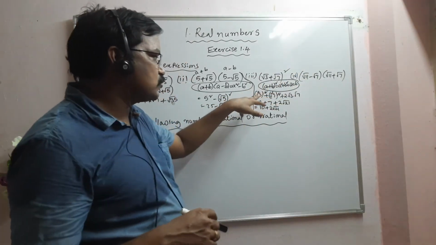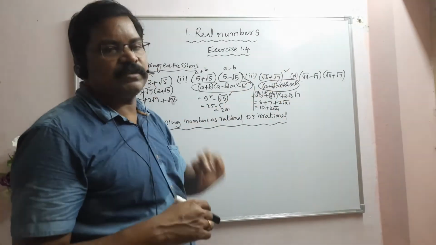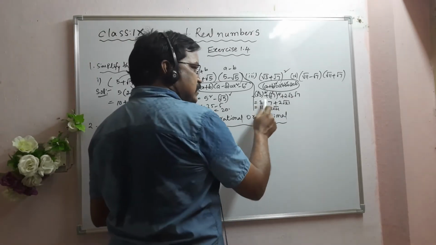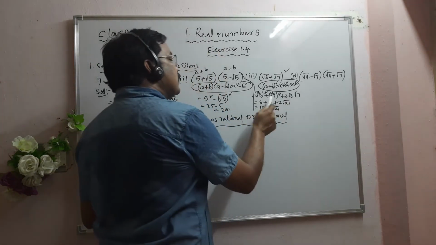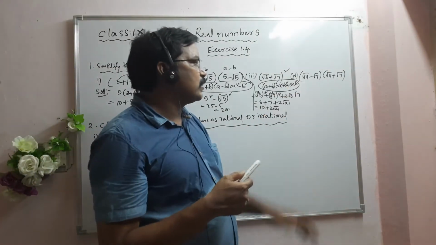That means root 3 whole square plus root 7 whole square plus 2 times root 3 times root 7. So square and root get cancelled. Then 3 plus 7 plus 2 root 21. What is 3 plus 7? 10 plus 2 root 21.